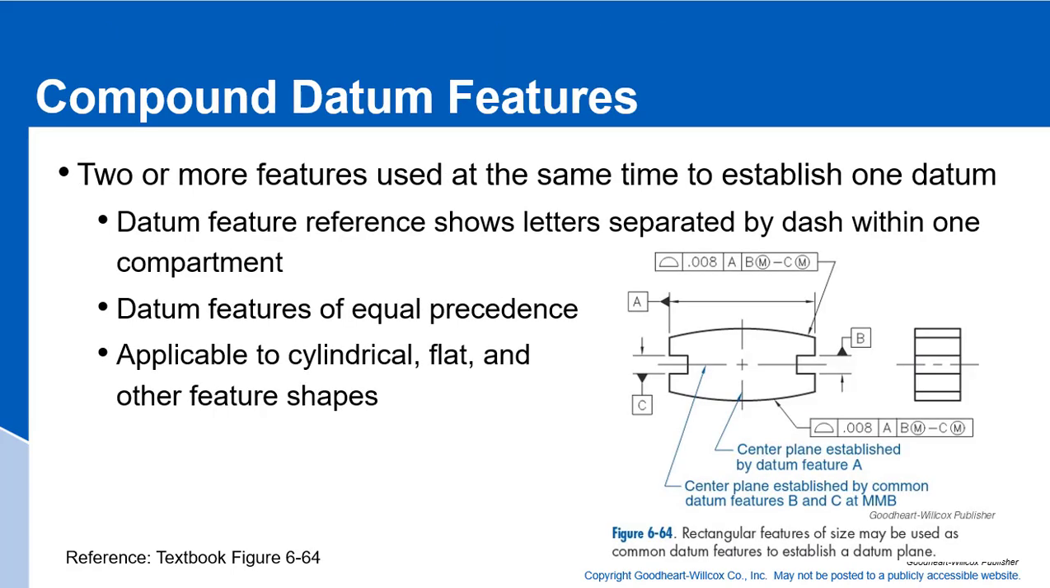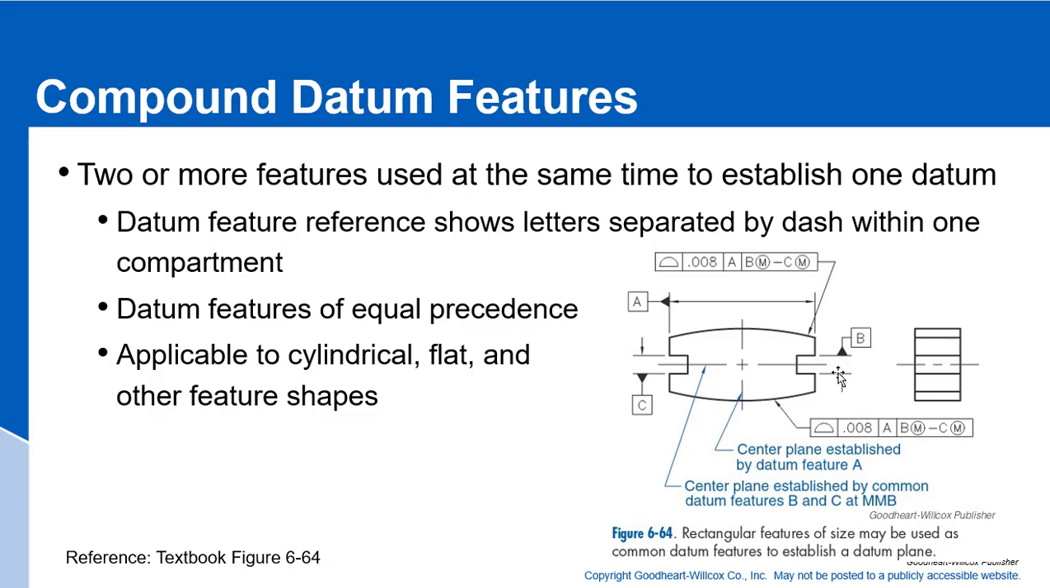Now let's talk about compound. Your book also uses the word common, but in a compound datum feature, we're using two or more features simultaneously to establish one datum. So the datum feature reference shows letters separated by a dash within one compartment. It's B to C, B at MMB and C at MMB. So we have datum A, and then datum B and datum C. These are datum features of equal precedence, applicable to cylindrical, flat, and other shapes.